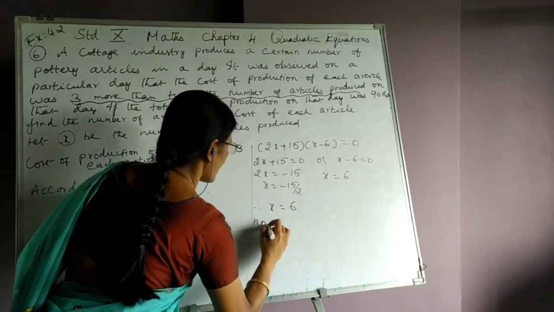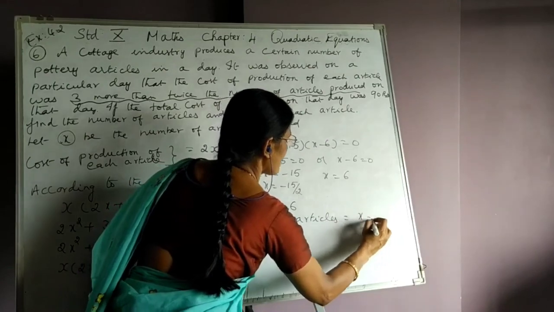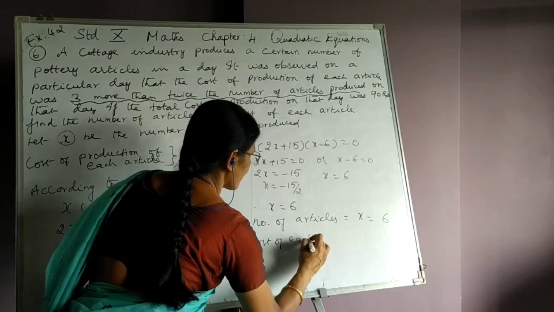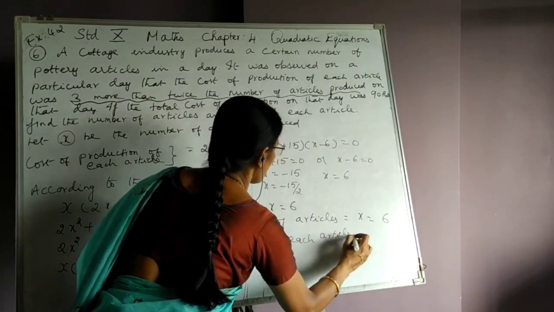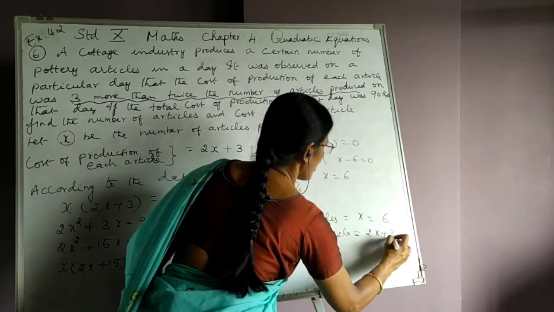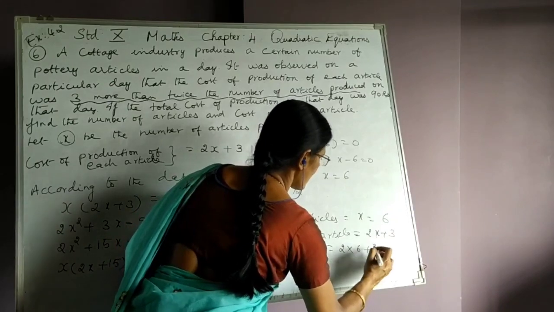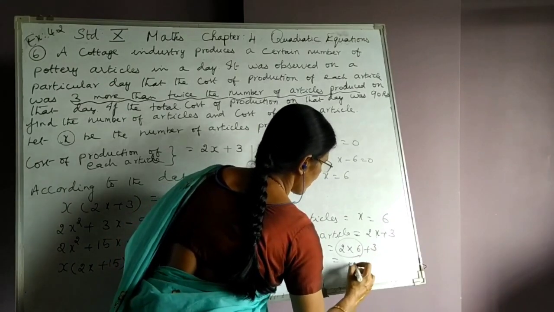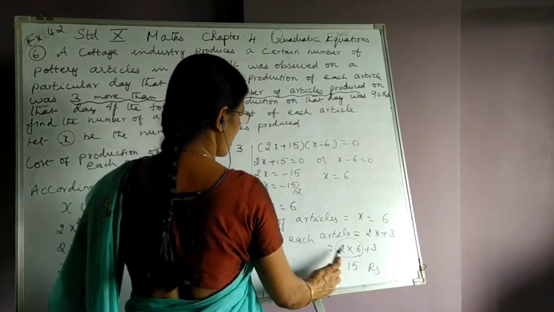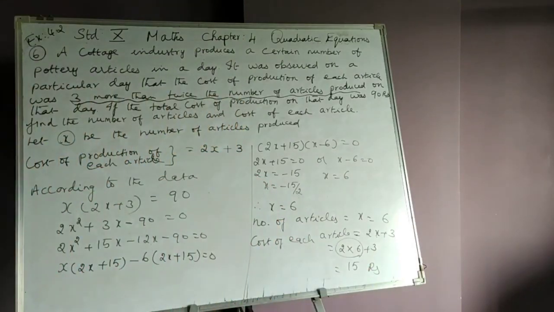The question is to find the number of articles and the cost of each article. So number of articles is equal to x, which is equal to 6. Then the cost of one article we have fixed as 2x plus 3. So substitute the value 6 in place of x. 2 into 6 plus 3, it is 12 plus 3, which is equal to 15. Therefore, cost of production of each article is 15 rupees, and number of articles produced is equal to 6.